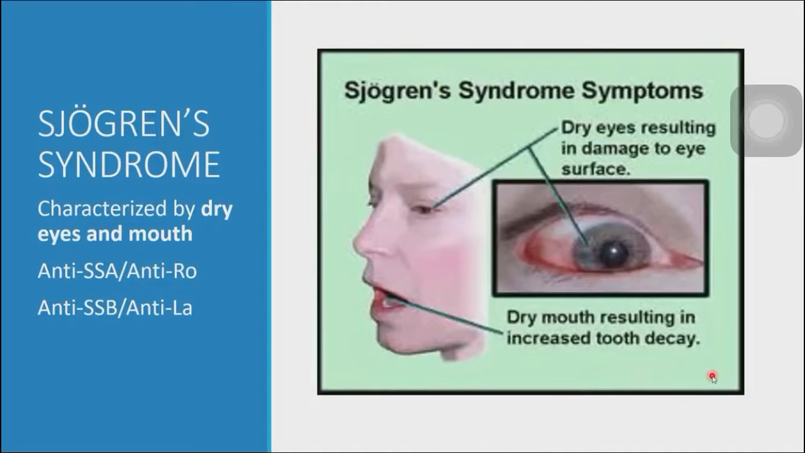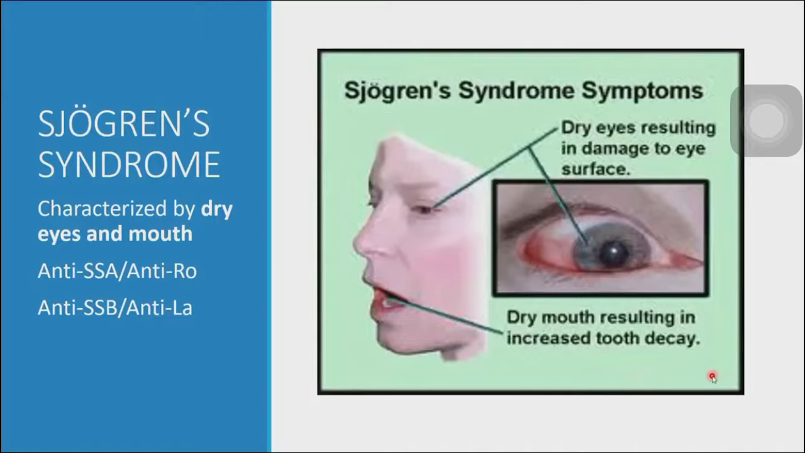Okay. Next, I just want to emphasize our Sjogren's syndrome. Sjogren's syndrome is characterized by dry eyes and mouth. Okay, don't forget, there are defects in the fluid-filled cavities or fluid-producing glands, so the lacrimal glands, or salivary glands. That's why it is characterized by dry eyes and mouth.